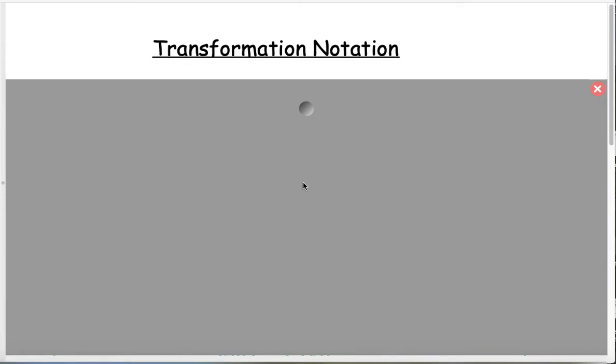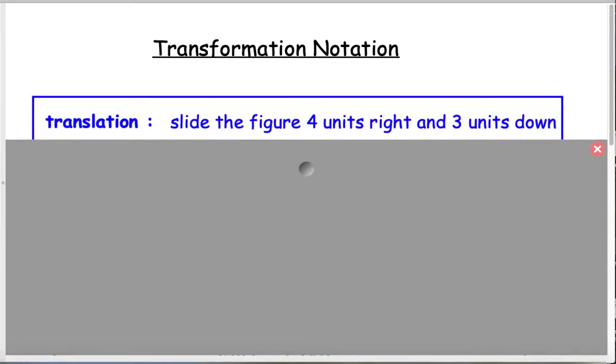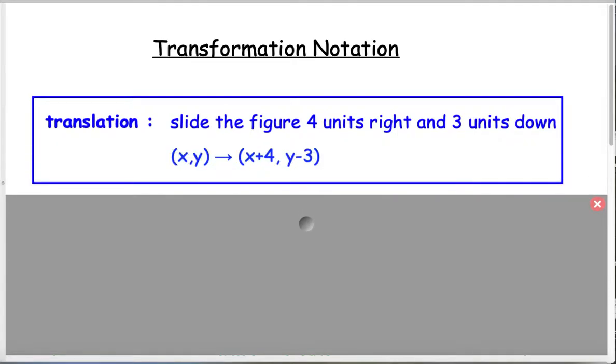Okay, now that we've looked at the three different rigid transformations, that was translation, reflection, and rotation, let's talk a little bit about our notation. Now, when we talked about translations, we introduced the notation idea. So let's say I asked you to slide a figure 4 units to the right and 3 units down. Then we learned that this is the notation you would write to represent that.